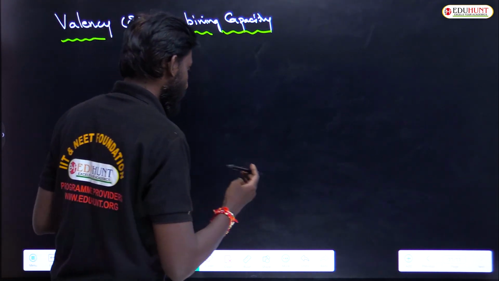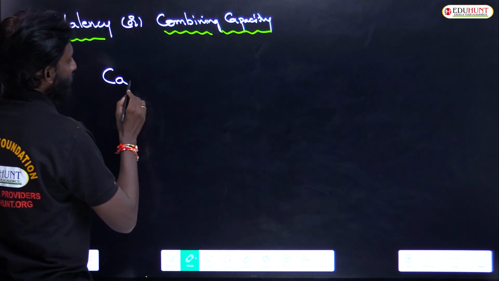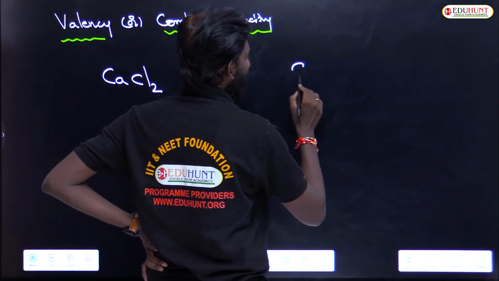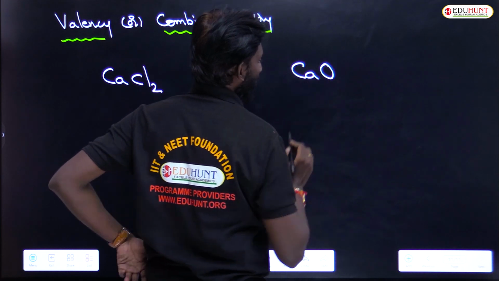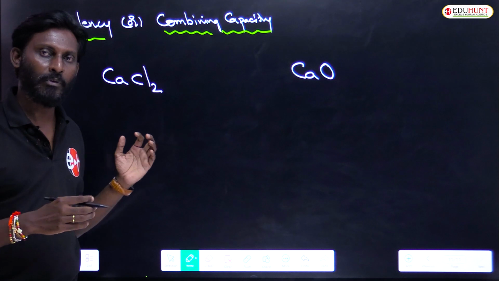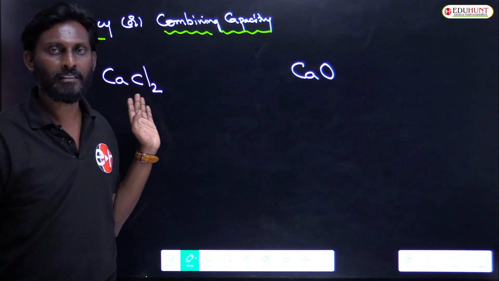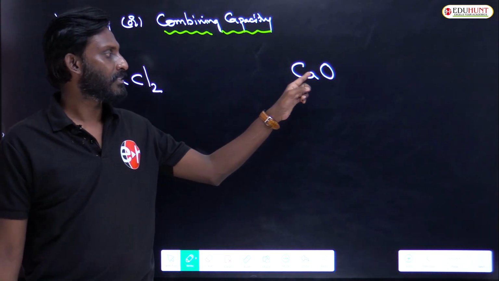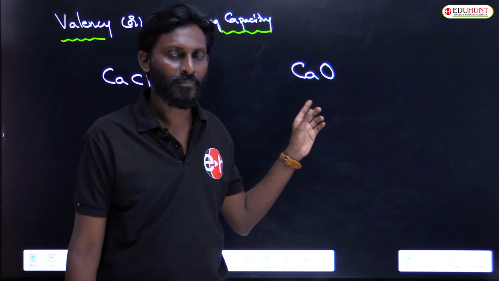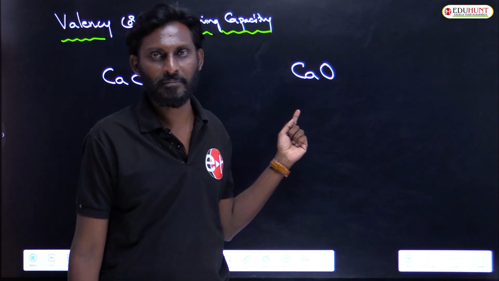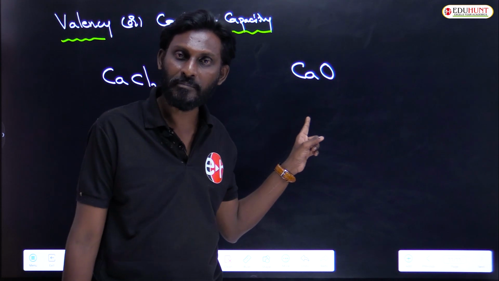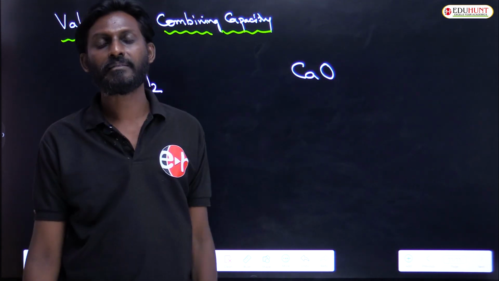Let's see this. If you look at calcium chloride, CaCl2, and calcium oxide, for explanation purposes I have taken two compounds of one common element, calcium. But if you look at this calcium oxide carefully, here one calcium atom combined with one oxygen.